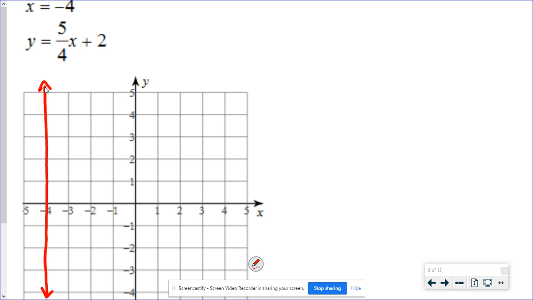The second line begins at 2. And I've got a 5/4 slope, but I don't have room to move up 5, so I'll have to move down 1, 2, 3, 4, 5, 1, 2, 3, 4. Right there's my point. Ooh, I missed a little bit, but that's okay. -4, -3 would be my solution.